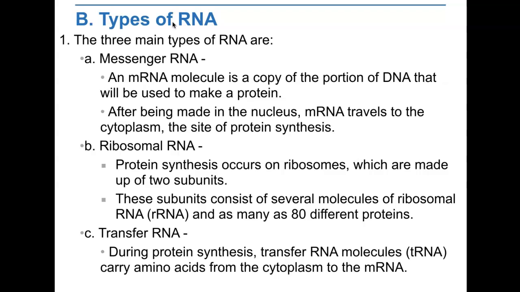The second type, ribosomal RNA, forms subunits. Proteins are assembled on a ribosome, which are small organelles composed of 2 subunits. Those subunits are ribosomal RNA and as many as 80 different proteins. During the assembly of a protein, a third type of RNA, tRNA, carries an amino acid to the ribosome and matches them to the coded mRNA message.